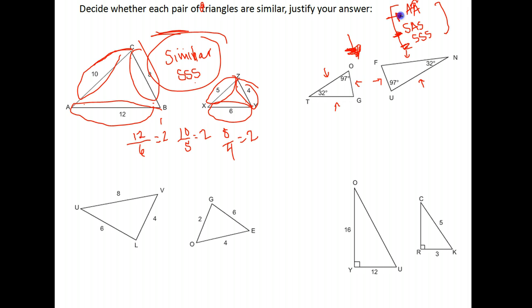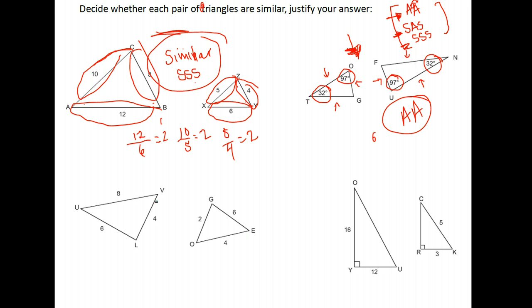And angle, angle is when we have two pair of congruent angles. Well, notice here I have a 32-degree angle and a 32-degree angle. That's one pair. And I have a 97 and a 97. That's a second pair. So yes, these are similar by angle, angle. All right, let's head on over to this example here.